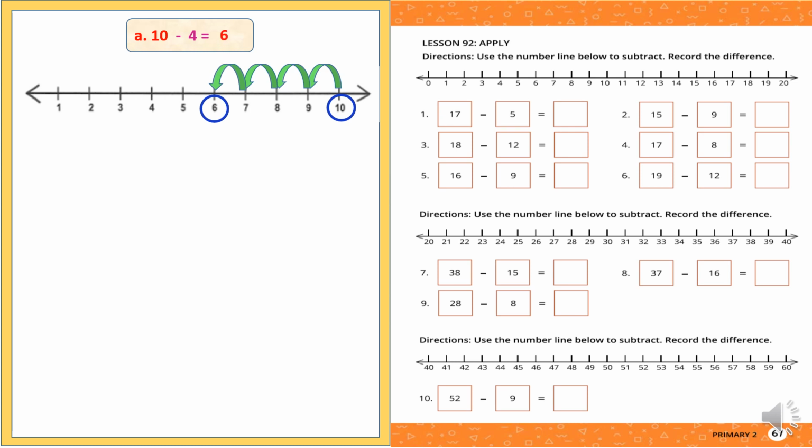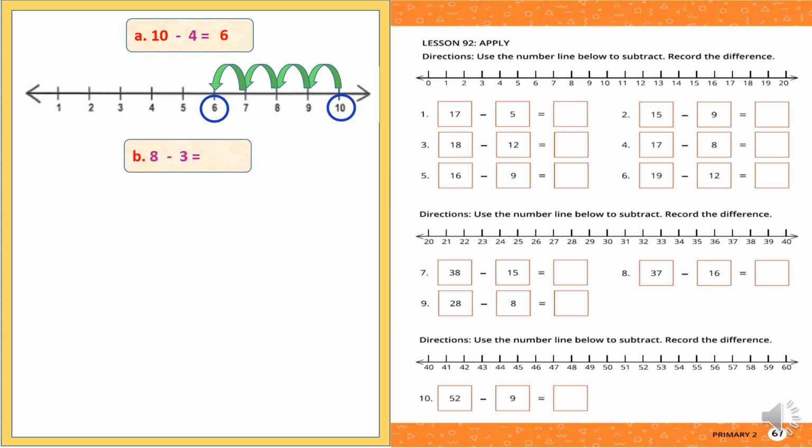We can solve it by another way. We can solve it by counting from small number to reach the big number. After 4, 5, 6, 7, 8, 9, 10. How many fingers we have? Yeah, 6 fingers. They are the same. They give me the same result.